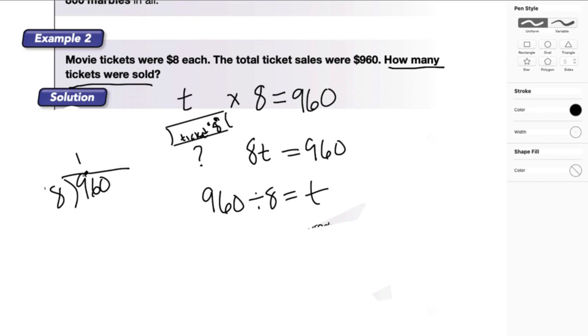8 goes into 9 one time. 1 times 8 is 8. We have 1 as a remainder. We're going to drop the 6 down to make 16. 8 does go into 16 2 whole times, and there's no remainder here.